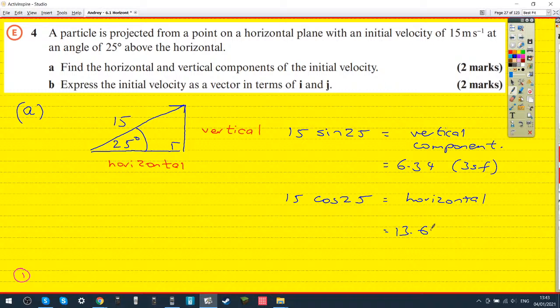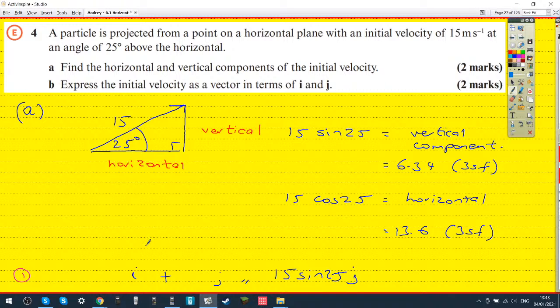And part B? Is this just 6.34i plus 13.6j? 13.6j. Got it. And you could also say it's 15 sine 25 j. Ooh, hang on. The sine is the j. Which one did you? Oh, the other way around. Okay, oh yeah, sorry. The other way around. Yeah.